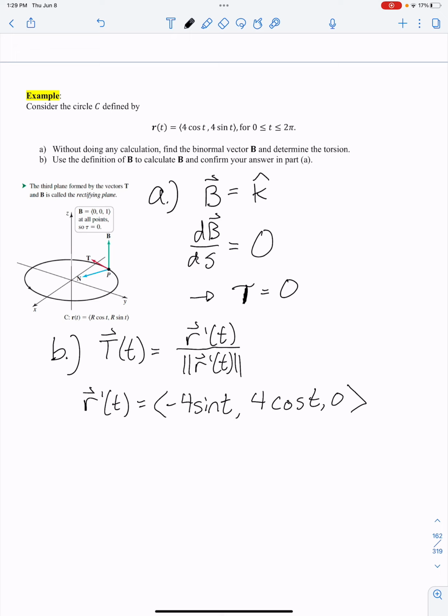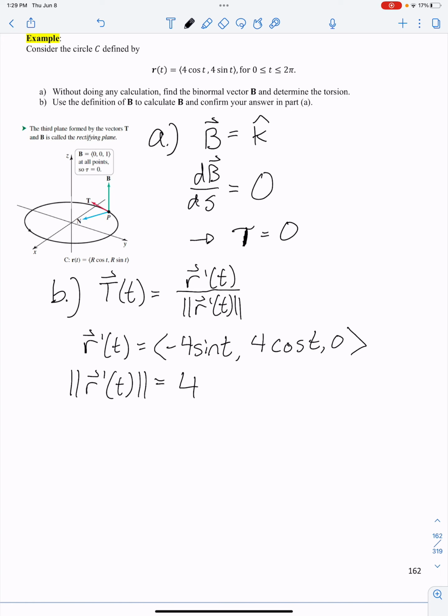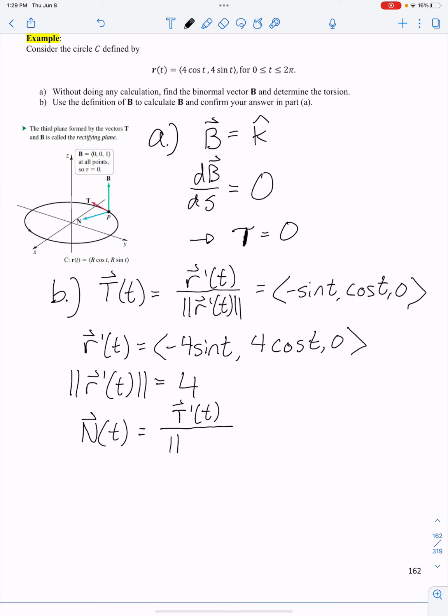We're going to cross, and eventually we're going to cross that. So we have that. We need its magnitude. Taking its magnitude to save us some time, the answer is 4. If you square those, the sines and cosines are going to go away with the Pythagorean identity. So the tangent vector is negative sine t, cosine t, 0. Now we also want to find the normal unit vector, which is going to be T prime of t over its magnitude.